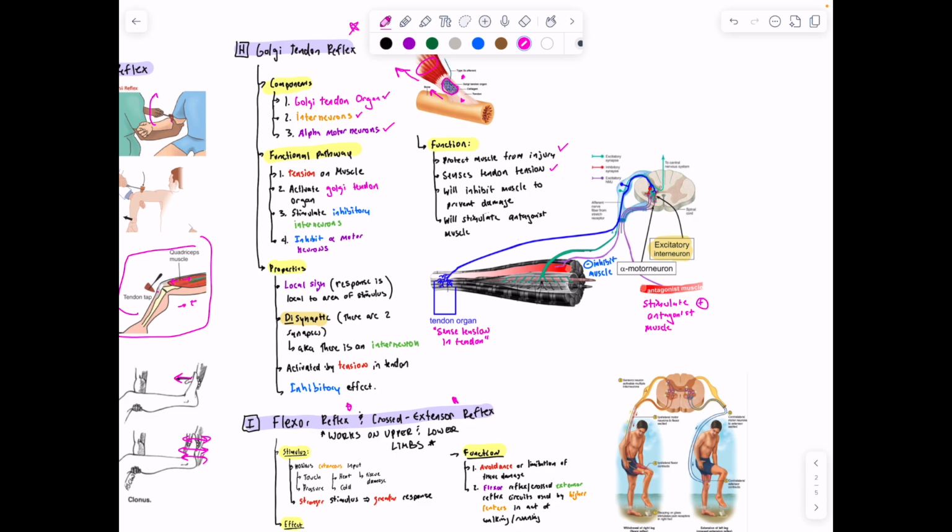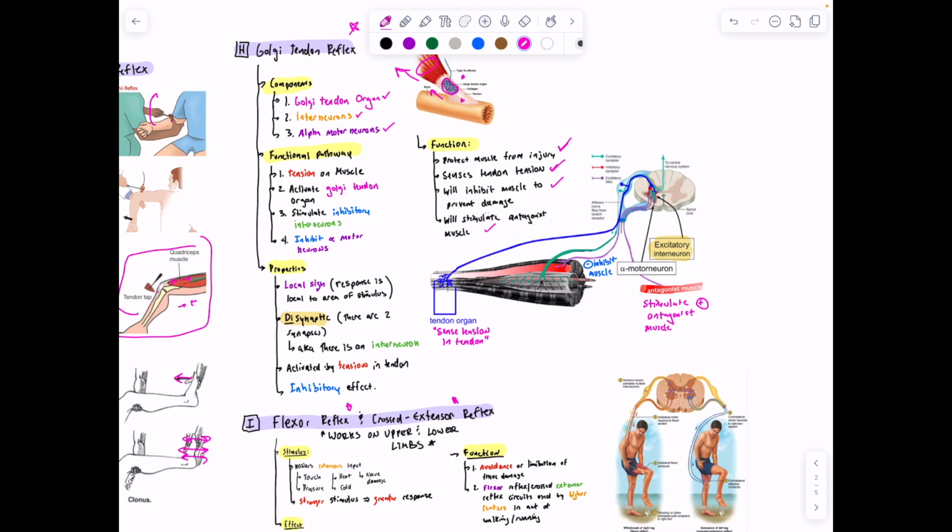So I'm going to go ahead and inhibit you to say, don't stretch as much, or don't contract as much, and then I'm going to cause your antagonist muscle to contract. So we get back to more of a homeostatic point, which is we're not maybe so contracted. All right, so function: protect muscle from injury, sense tendon tension, inhibit muscle, prevent damage, and then it's going to stimulate the antagonist muscle.